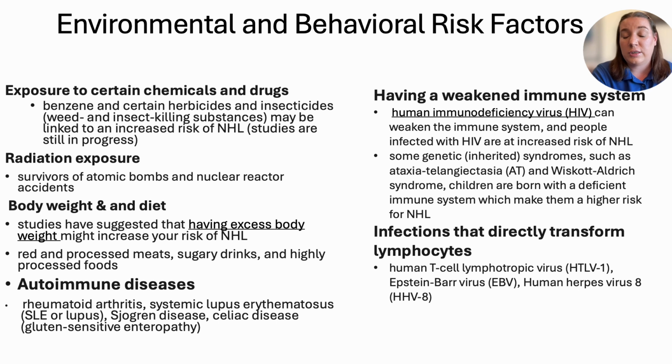Infections that directly transform lymphocytes are human T-cell lymphotropic virus and the Epstein-Barr virus, also known as EBV, which is commonly known as the kissing disease. Herpes can also be a huge risk factor. If you have already had any of these or have them, you are definitely at a higher risk for developing lymphoma.